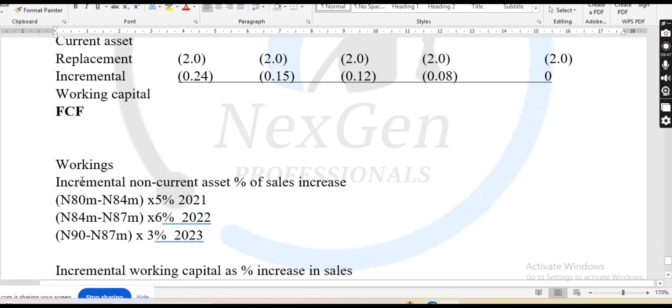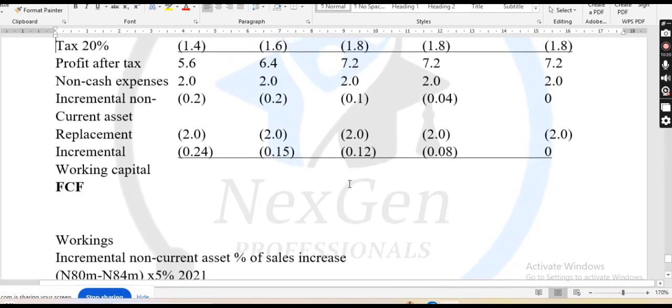Do you know why I will answer this question? I'm not supposed to answer the question, because I've actually explained it. But let me just explain again. The question says incremental non-current assets as a what? As a percentage of sales increase. What is the sales increase?